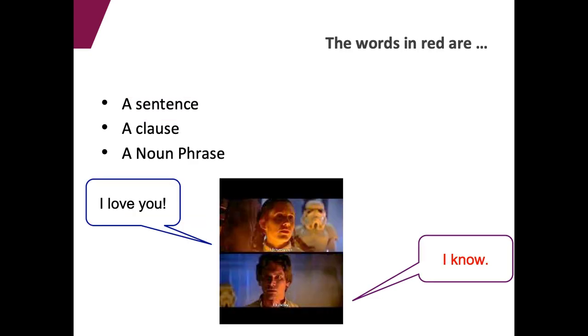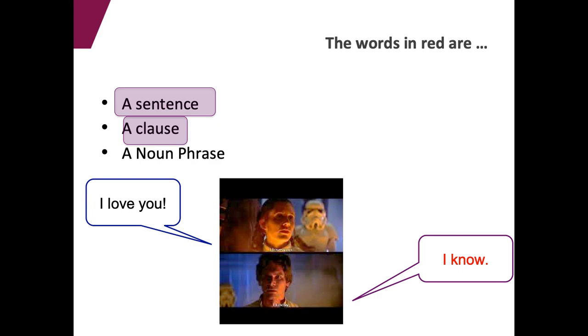Okay, let's continue this time. The words in red are, I love you, I know, says Harrison Ford. I know. Okay, so you're starting to get it. So it cannot be a noun phrase, can it? You have a conjugated verb. So here we're getting closer to, yes, a sentence. It starts with a capital letter and it ends with a full stop. But it's also, this time, a clause, okay? It contains a verb. The presence of a verb makes it a clause, all right? So that's the main indication.